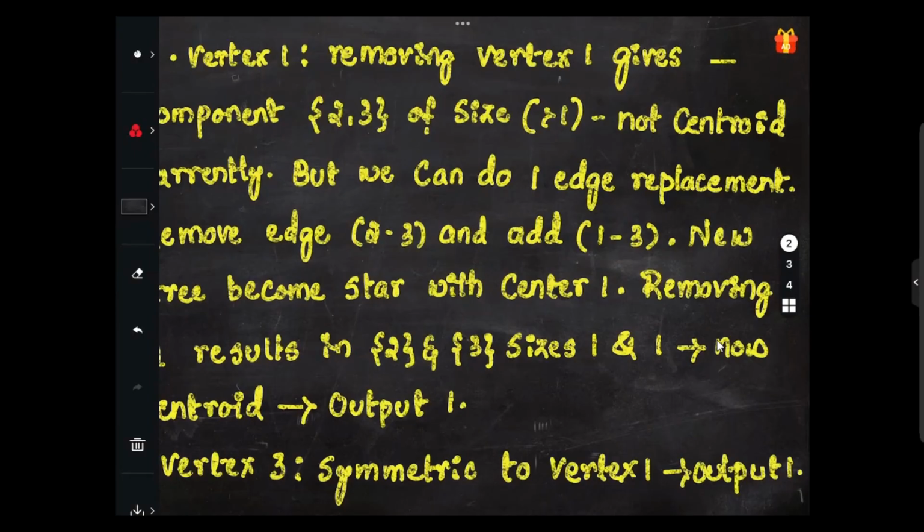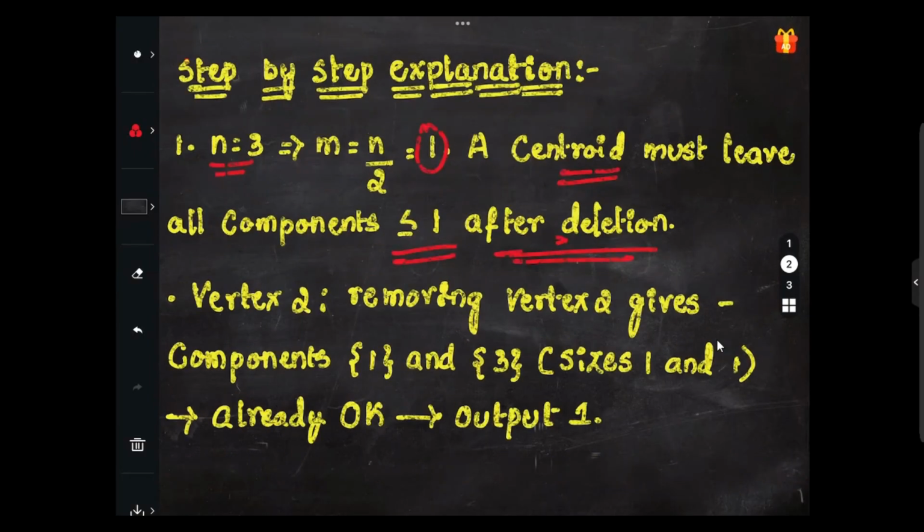A centroid must leave all the components less than or equal to 1 after deletion, right? This one we know from the question as well. So removing vertex 2, we actually have edges 1 to 2 and 2 to 3, right? For the example, 1 to 2 and 2 to 3, this edge.